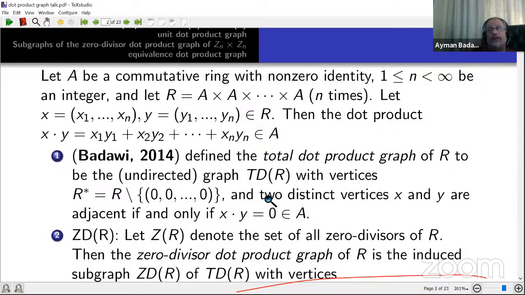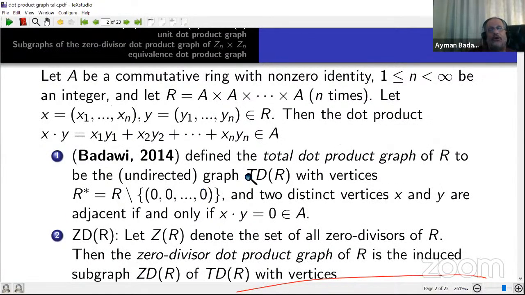So if we stop for a minute, let's assume that n here is 1. If n is 1, then your R will be just A. So this definition written for n equal to 1 is exactly the classical zero divisor graph of a ring, right? So that's exactly the definition of the classical zero divisor graph. All right.